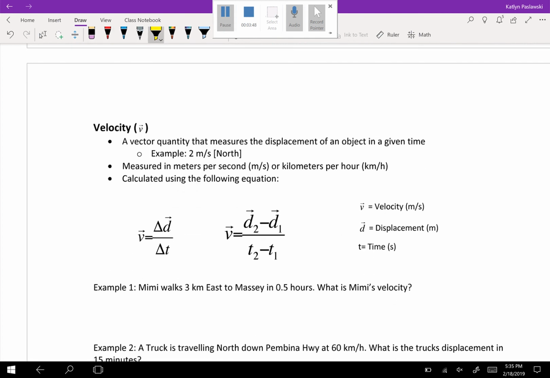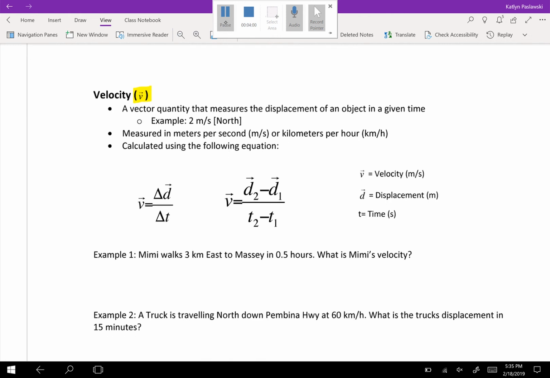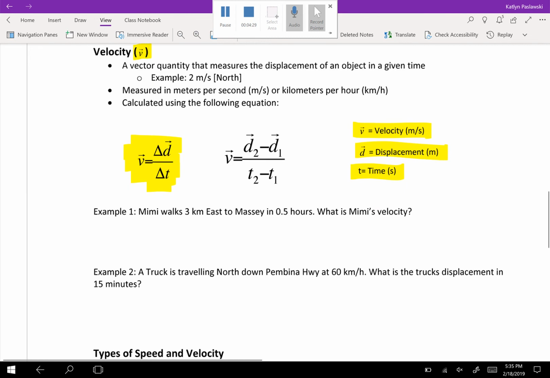Here we have velocity. Notice the symbol for velocity is a V with the arrow on top, indicating that it's a vector quantity and that it measures the displacement of an object over a given time. 2 meters per second north is an example. Notice how it gives the direction, so that's how we know it's a velocity. Could be measured in meters per second or kilometers per hour, and we're going to use the following equation. So we have velocity is equal to the change in displacement over the change in time. You can solve for the change in displacement taking position 2 minus position 1 and taking time 2 minus time 1 to find the change.